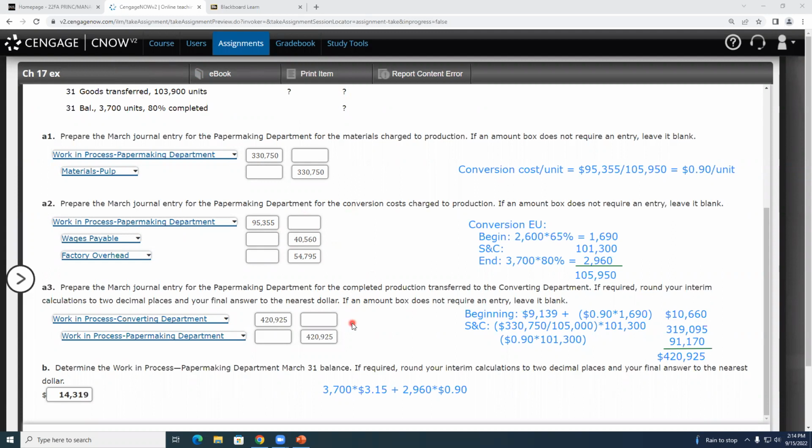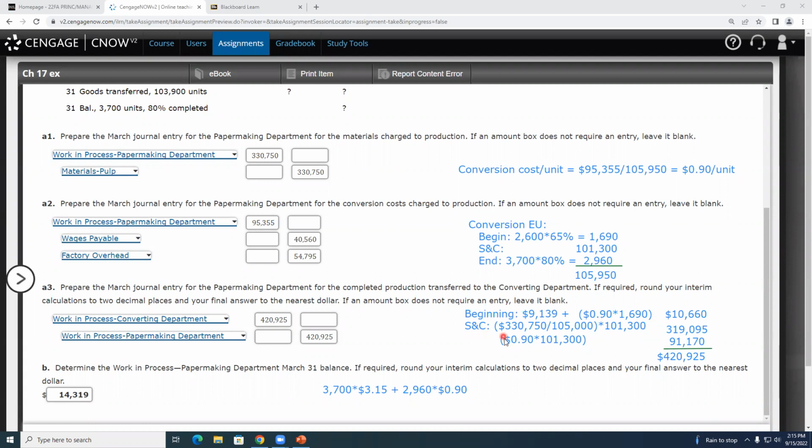And then finally, we had to do the journal entry for transferring out the completed production. So if we're using the FIFO approach, first in, first out, the assumption is the first thing we do is complete the ending inventory. This is the cost that was already in there for ending inventory. And then we had up here, I calculated the conversion cost per unit, taking the total conversion cost from here, dividing by the units that we calculated here, 90 cents per unit. And there were 1,690 units of work left to do. That's from right here.